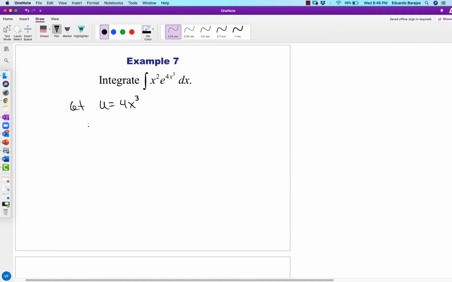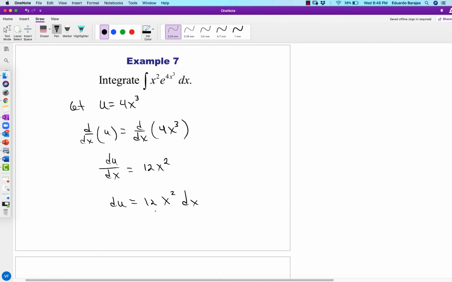And now if we take a derivative, d/dx of u equals d/dx of 4x to the third power. So this becomes du/dx equals 12x to the second power, which means that du equals 12x to the second power dx.